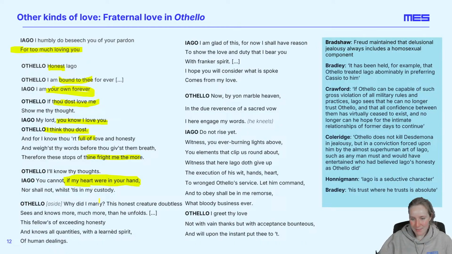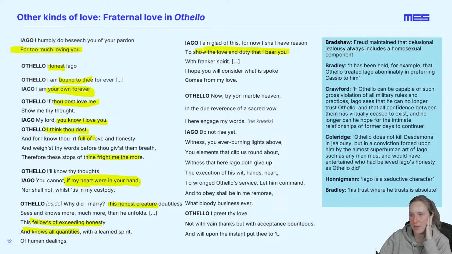Othello also says, "Why did I marry this honest creature?" Doubtless, this honest creature being Iago, "doubtless sees and knows much more than he unfolds. This fellow's of exceeding honesty and knows all qualities with a learned spirit of human dealings." So again, immediately in an aside, trusting Iago, not doing the same for Desdemona when he doubts her, or is presented information by her.